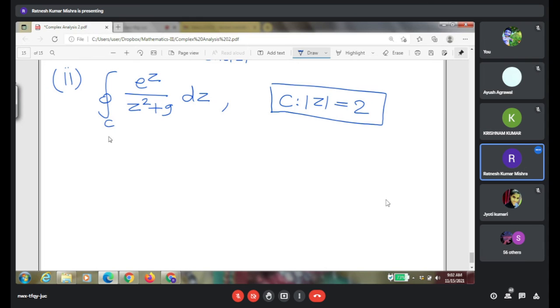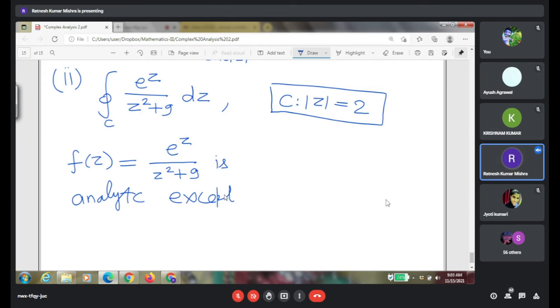So f(z) = e^z / (z^2 + 9). This is analytic when z^2 + 9 is not equal to 0. That is, if z^2 + 9 is 0, then f(z) is undefined. So f(z) is analytic except at z^2 = -9, that is, where z^2 + 9 = 0. So z^2 = -9. Therefore, we can say that z = ±3i.